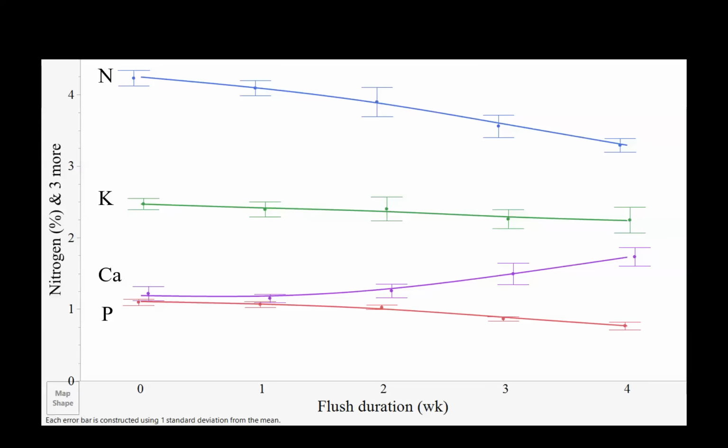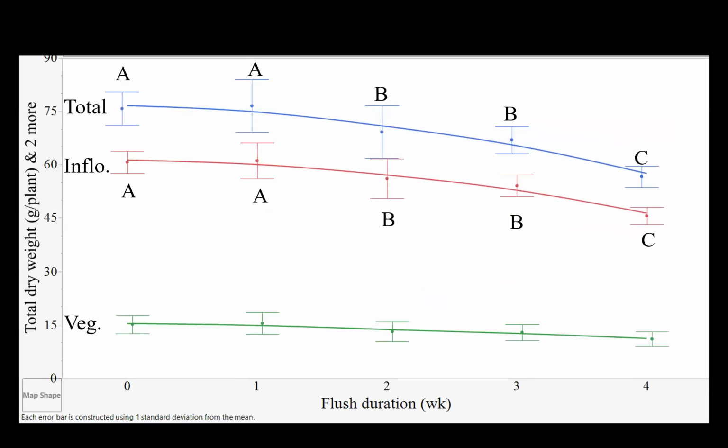So our conclusion is that a week of flushing or even 2 weeks of flushing has very little impact on nutrient content, if any at all, and therefore is not likely to be the reason why we would flush to improve smoke quality. We think that if in fact smoke quality is improved with flushing, it's not due to the nutrition, it's due to some other factor.